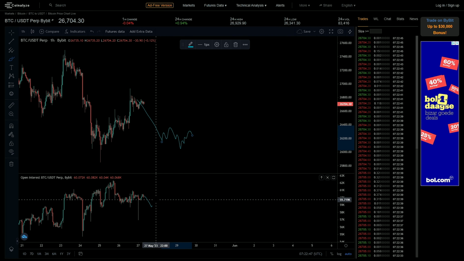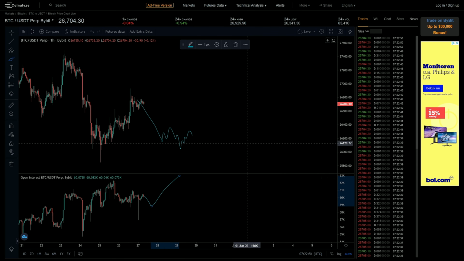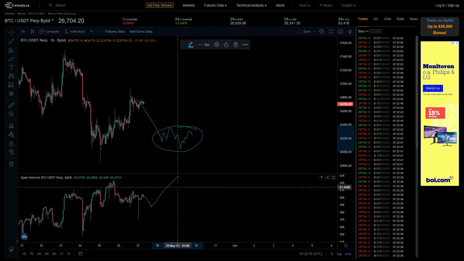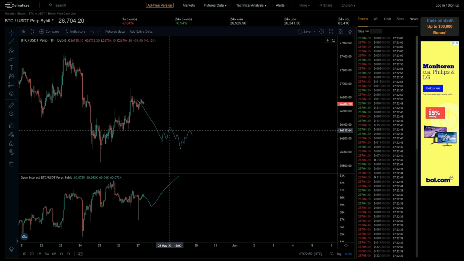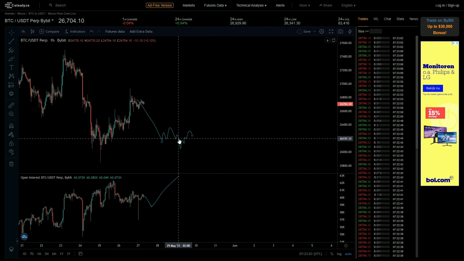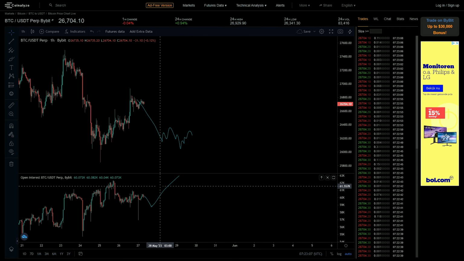And while it starts to consolidate, open interest rises massively. That means that while Bitcoin is near support, open interest is rising massively. There's new money coming into the market. There's not a lot happening currently to the Bitcoin price. What does this potentially indicate to us? It potentially indicates to us that a big move might be happening.